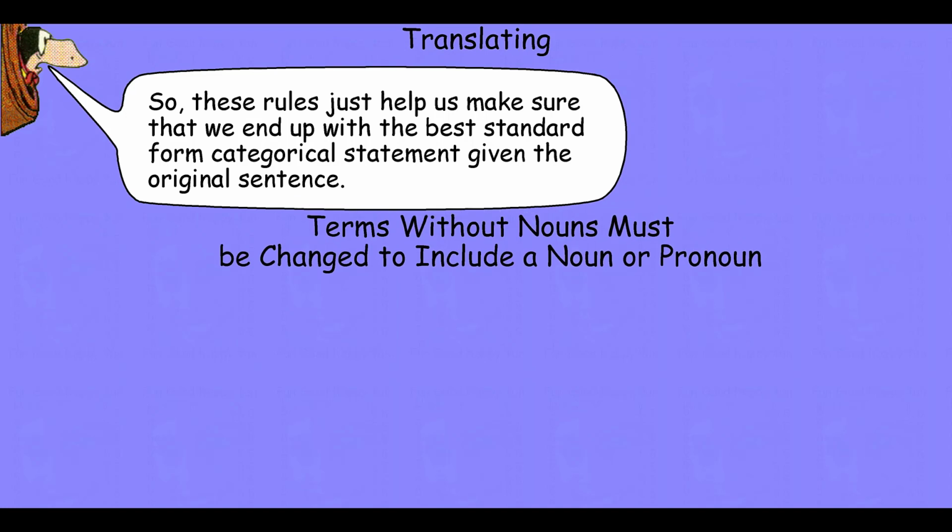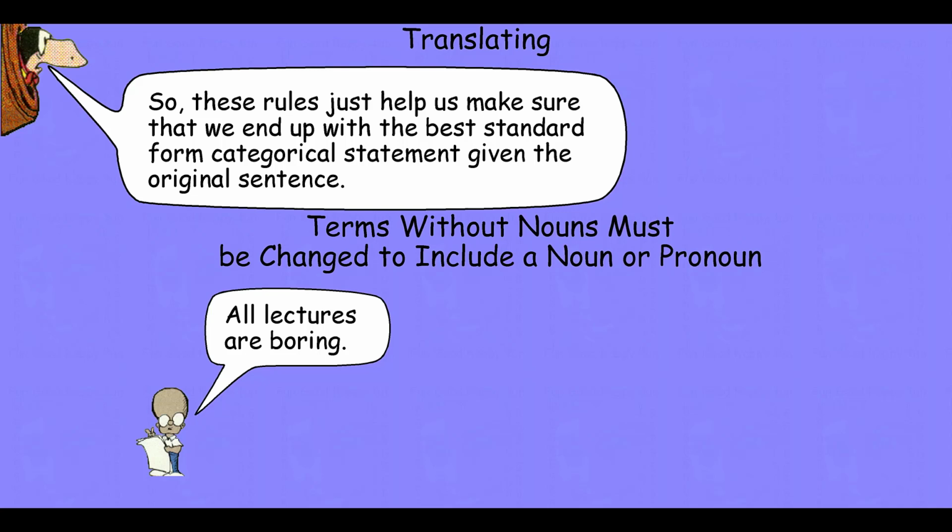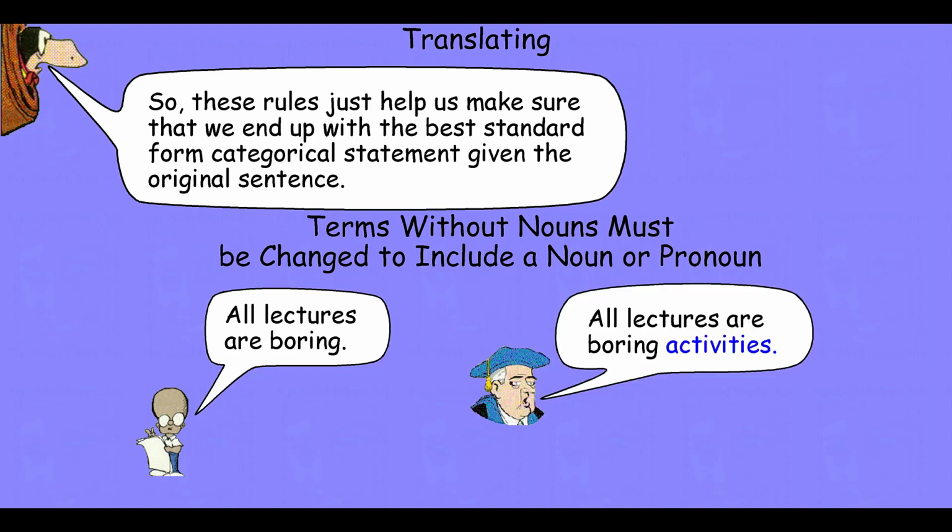Suppose that we have an English sentence where we have terms, but the terms have no nouns or pronouns as part of their phrasing. Suppose, for example, you have "all lectures are boring." Now, boring is not a class of things. You don't go to the store to pick up a 6-pack of boring. You don't trade boring futures on the commodities market, and so on. Boring isn't a class of things. So I need to add a noun or a pronoun to that phrase to create a predicate term that is a class of things. So I might just do something like this.